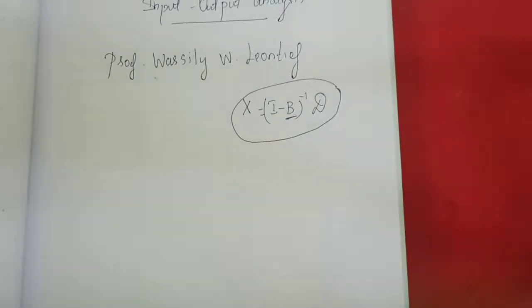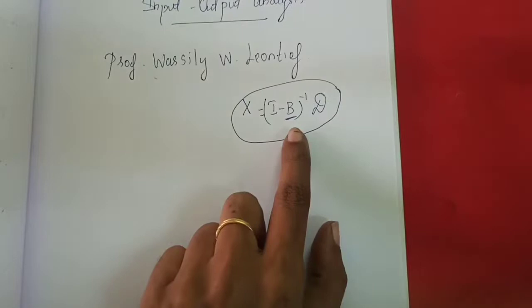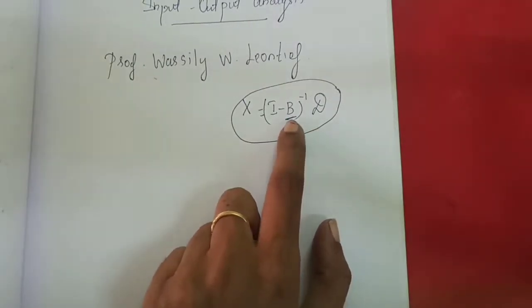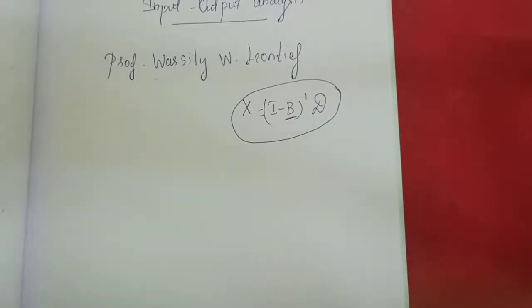So only two things I have explained now: the technology matrix, which is new, and (I minus B) the whole inverse into D. Here B is known as the technology matrix. This input output analysis was invented by a scientist named Professor Vasily W. Leontief. It's a one word question. Got it? I think you got some idea. Let's move to the problem. All these things you just go through in your books. No need to take them down in your notes.